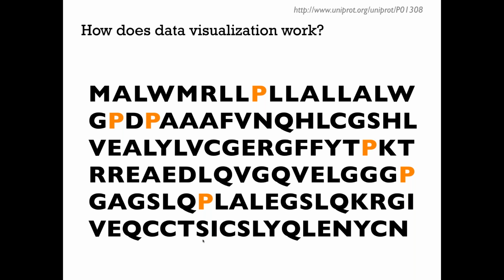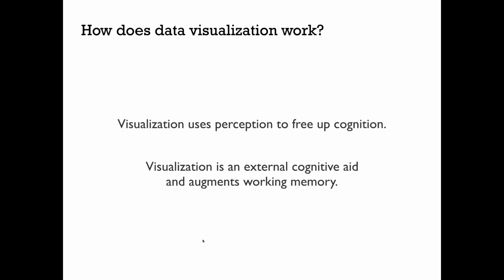In this case, we're using color to encode a letter in the sequence, and it allows us to perceive these letters without linearly or sequentially scanning the scene in front of us. And so this is an example where we're using perception rather than cognition to interpret data. And that's what visualization allows us to do. It really, in a way, is another term for what visualization is. It's an external cognitive aid, and it allows us to augment our working memory.